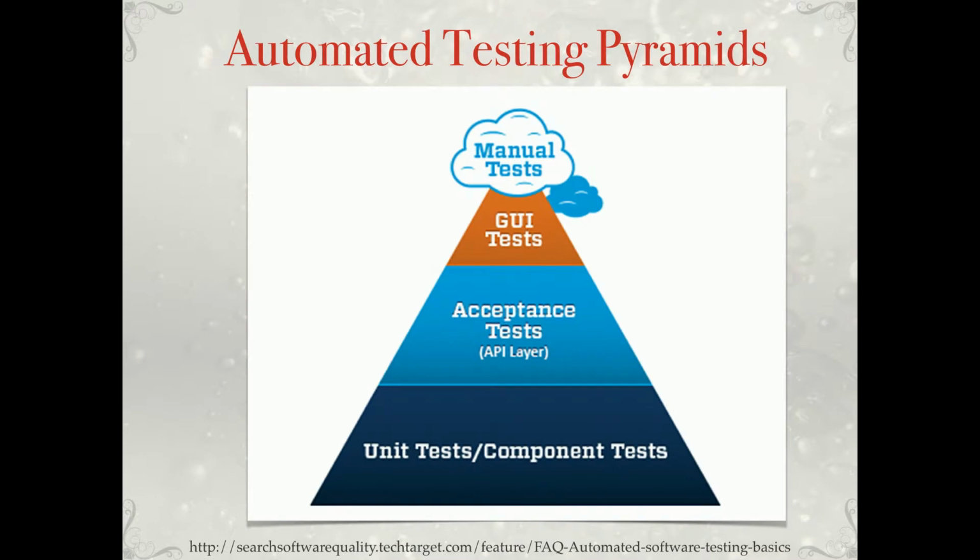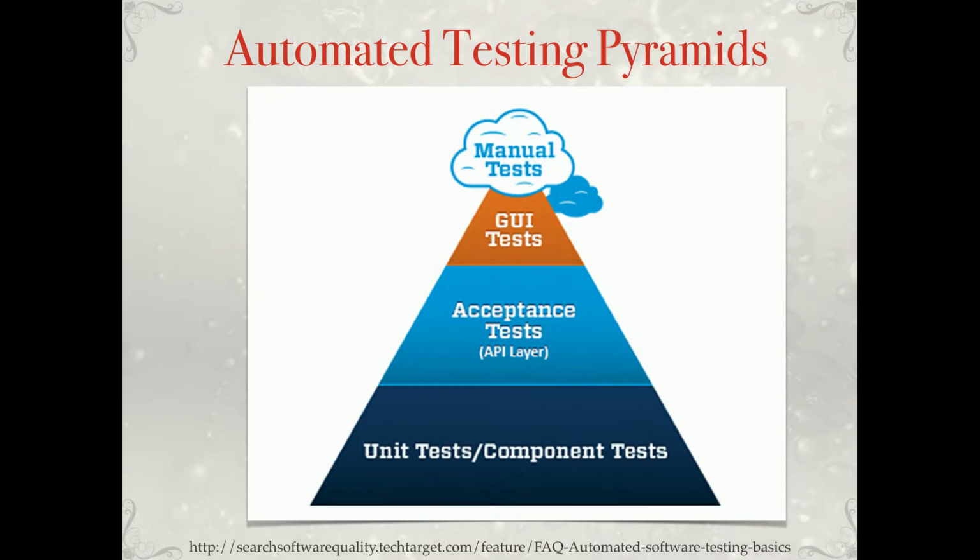In the testing world, we have this concept of the automated testing pyramid, where at the very bottom of your pyramid are the unit tests and the component tests. They're at the bottom because they're cheap, they're fast, they're simple to write. So you have lots and lots of those. In the middle, you have your acceptance tests. So these are your integration tests, your Behat tests, your browser tests, your JavaScript tests.